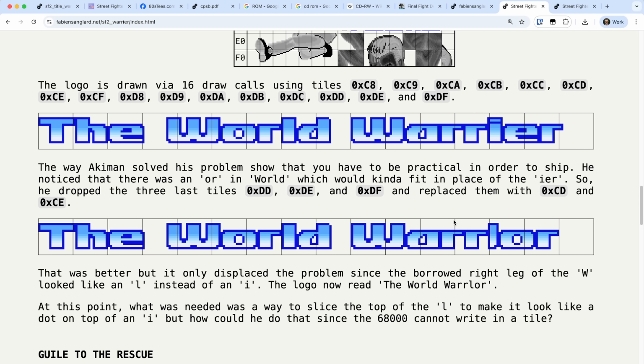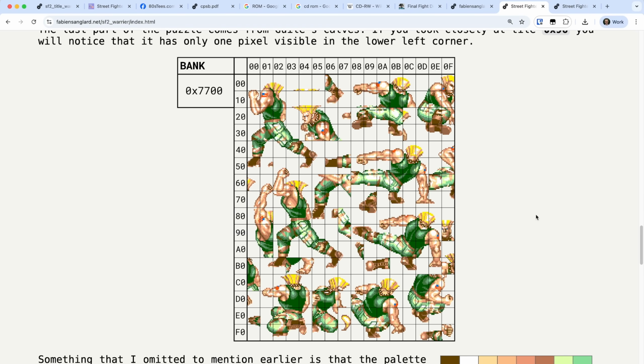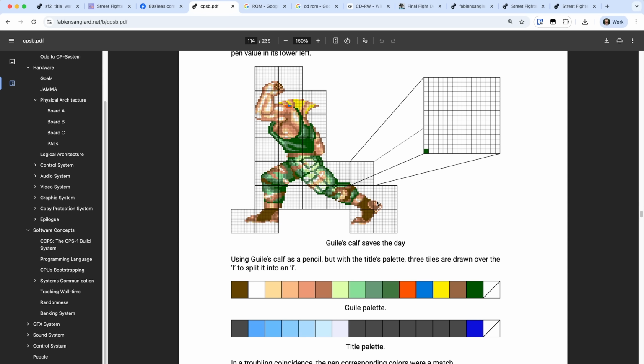And the solution to that is one of the most ridiculous things I've ever seen. It turns out that this character, Guile, has one very special tile right here, 9006, that contains only a single pixel. And here it is zoomed in. This tile here contains only a single pixel. It is green, but that turns out not to be a problem because the way that the palettes work is that the palettes for the sprites are stored on the code ROMs, whereas just the patterns are stored on the graphics ROMs. So it's possible to change the palette that you render this image with to use a different palette.